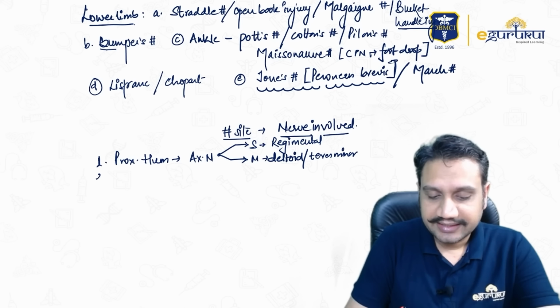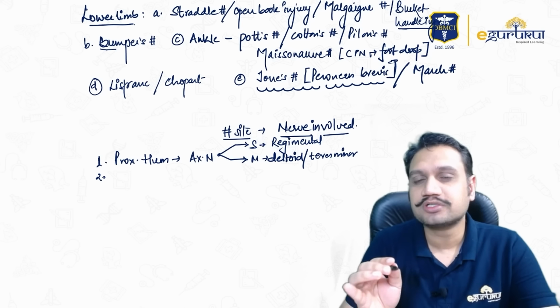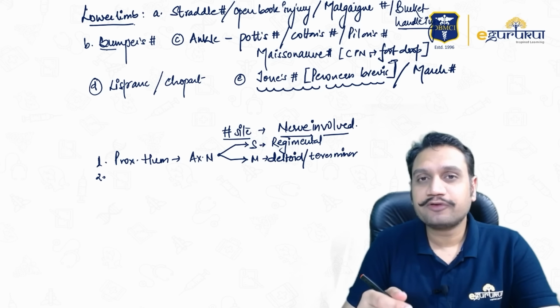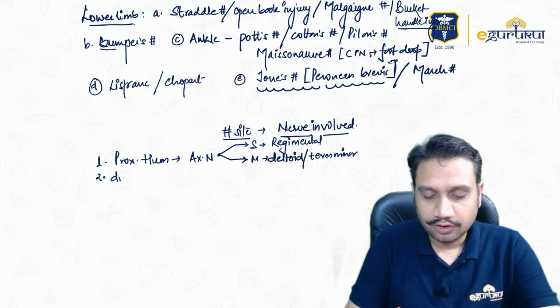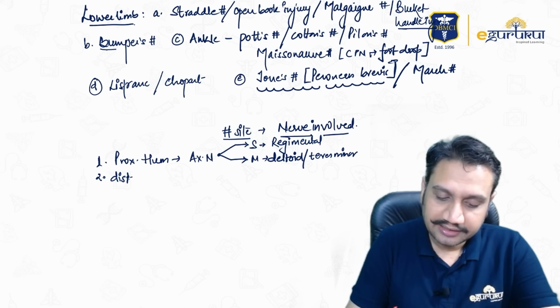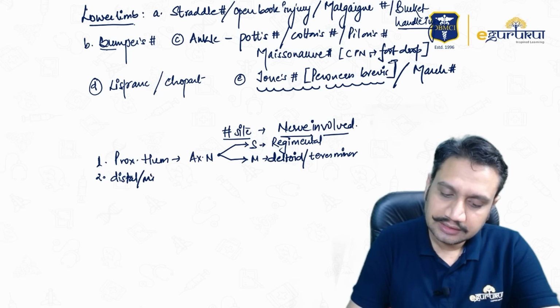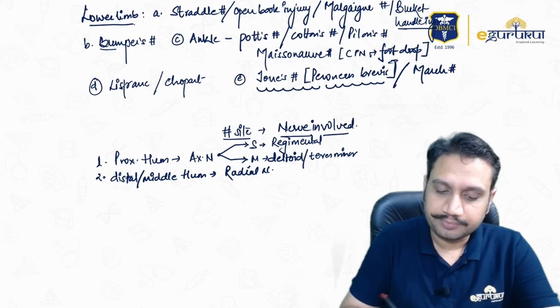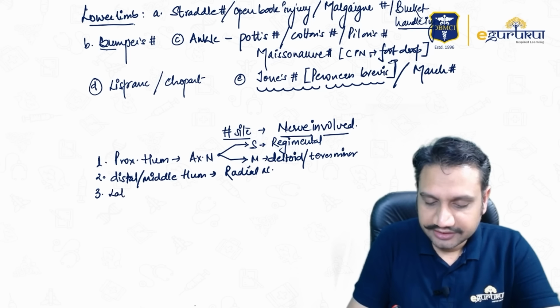Proximal humerus, axillary nerve. So whether it is dislocation or proximal humeral fracture, axillary. Middle part or lower part of the humerus, distal or middle 1/3 of humerus, they are radial nerve. Distal or middle humerus, which nerve? We know that it is radial nerve, leading to what? Wrist drop.